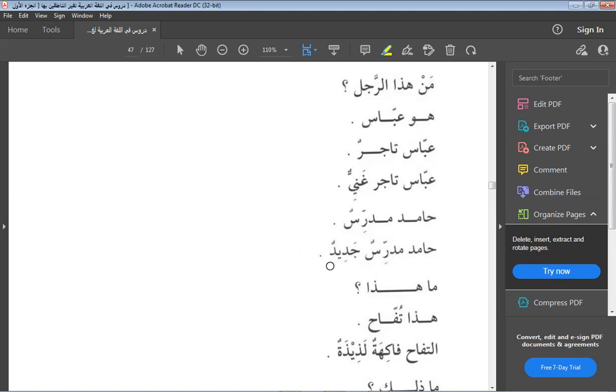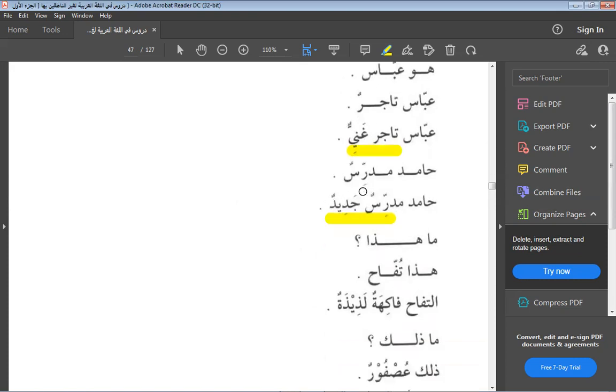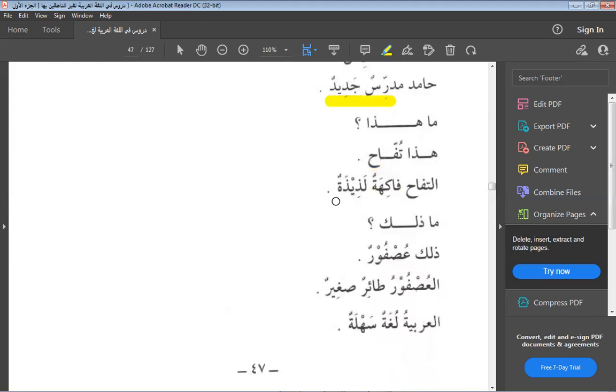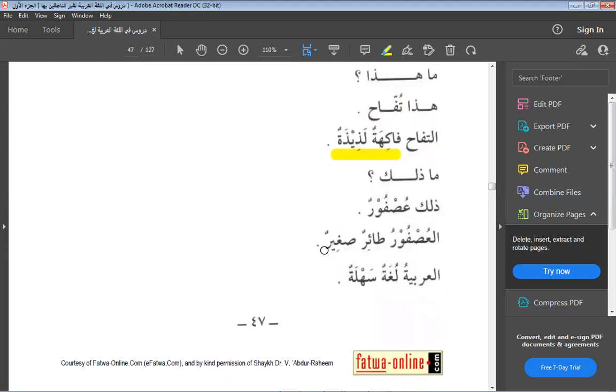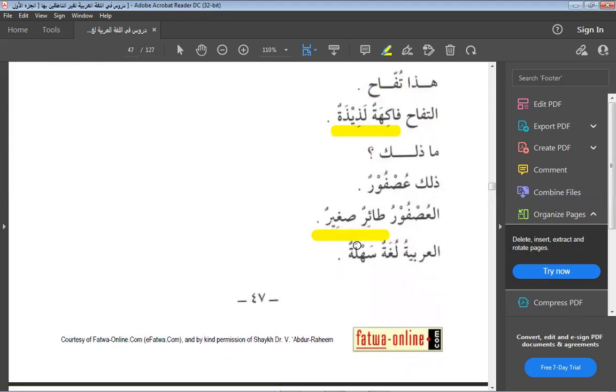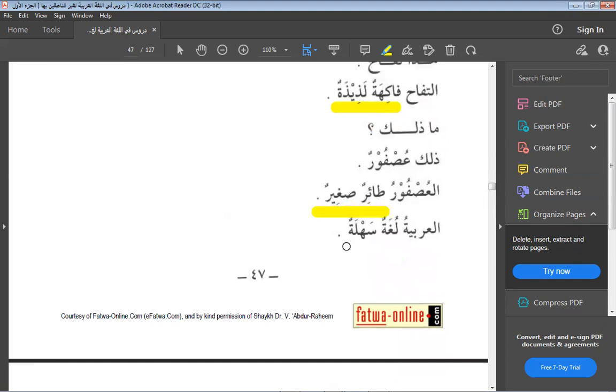Mudarrisun jadidun. So you see that they brought the noun and its adjective, but indefinite without alif and lam. Look through all of them. All that I underlined, they do not have alif and lam. Ta'irun sagirun, no alif and lam. Lugatun sahlatun, no alif and lam. Now you look at lugatun having ta marbuta, sahlatun came with ta marbuta. They must agree in gender.